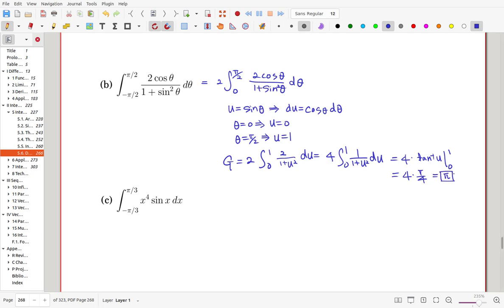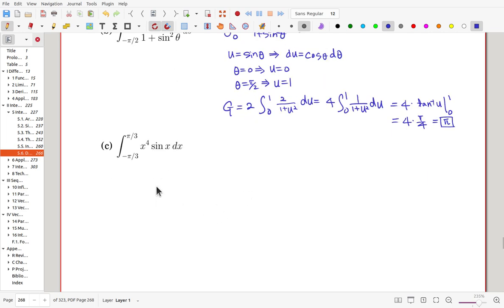Okay. Now we'll go to this problem. This is an even term, and sin x is odd, so their product is odd. Now, this is a symmetric interval and an odd function, so the value must be 0.